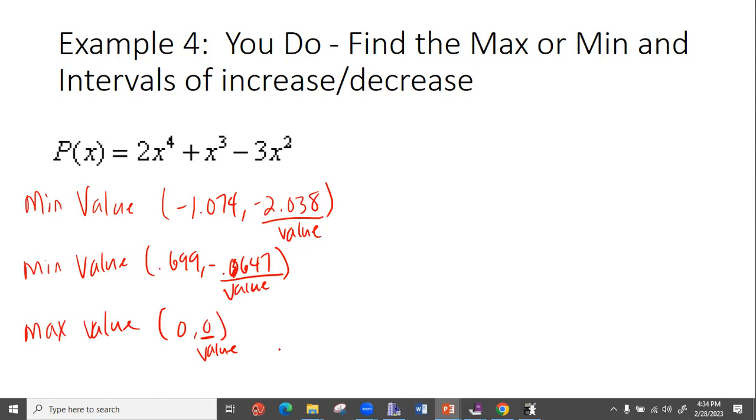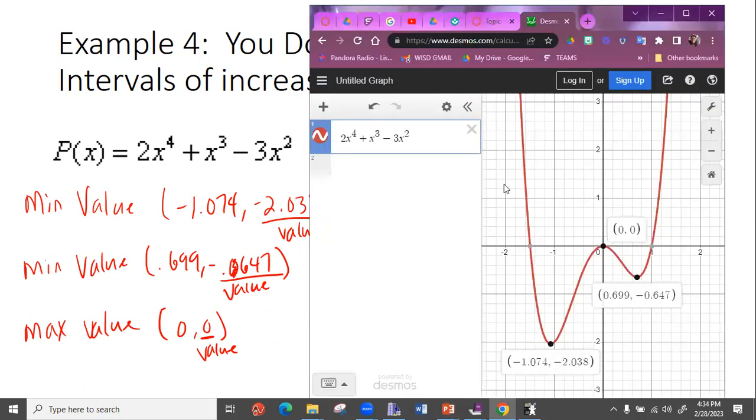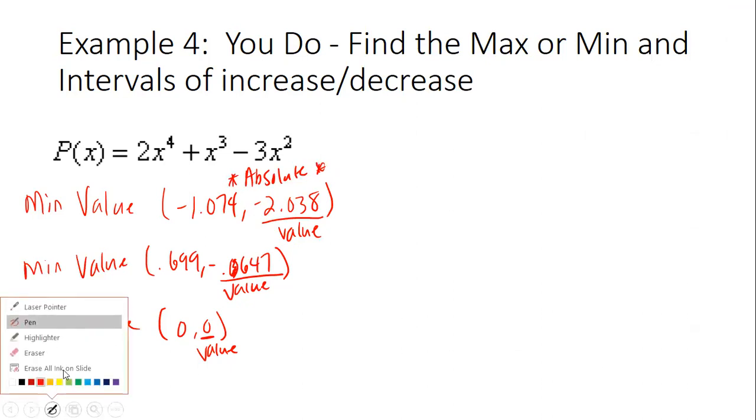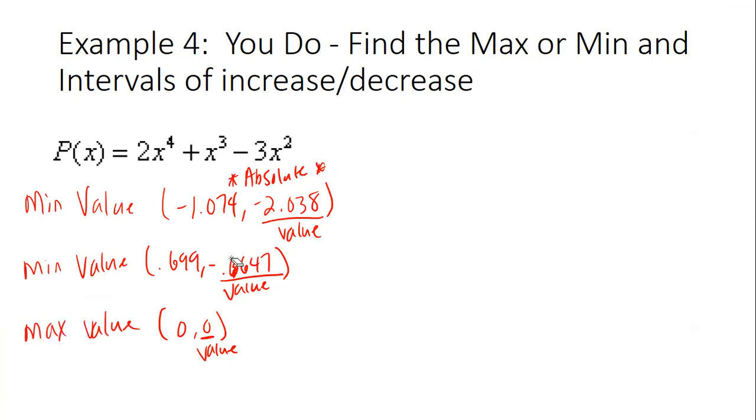But in this case, we do have what's called an absolute. Let's go back to our graph really quick. This guy is our absolute minimum because it's our lowest point of all. It's not just our relative local, it's our absolute minimum. So this guy is special. This is where our absolute is. All right, now that we've done that, I'm going to fix that up a little bit.